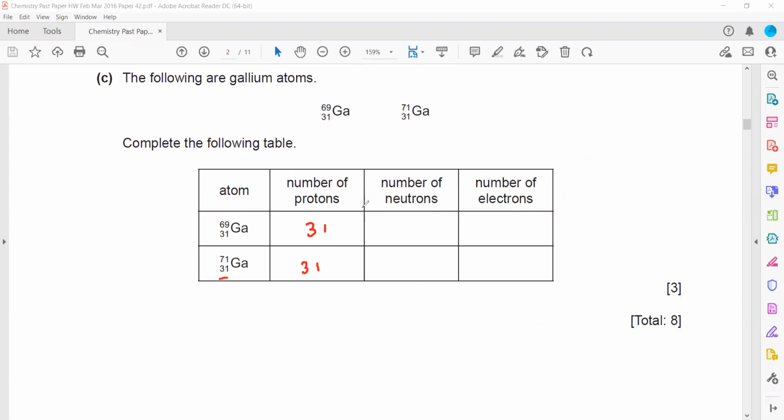And the number of electrons, because there is no charge on them. If there is no charge, it means they will have an equal number of protons and electrons. So 31 and 31.